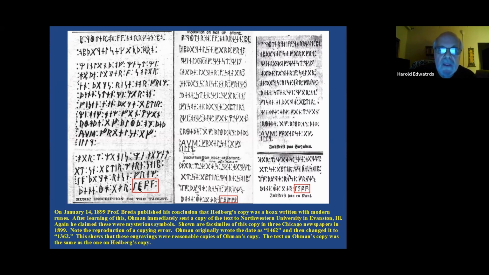What I want to draw your attention to is there was a copying error in the date 1362. It appears that he wrote 1462 and then changed his mind and changed it to 1362. The purpose for showing that is this crops up in all 3 engravings, and so they must be reasonable copies of the copy that Ohman sent. The text in the copy that Ohman sent is exactly the same as the text that was in Hedberg's copy. The runes are the same, the words are the same.